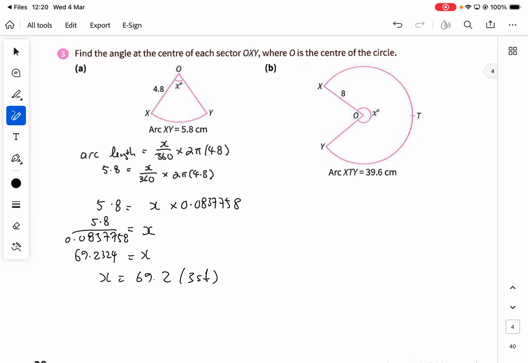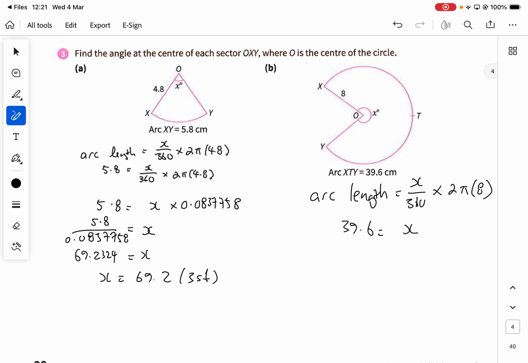So solving equation, I divide both sides by 0.139626. Really? How I get this number? X times 2 pi times 8. Then this is divided by 360. So this number is everything except x.